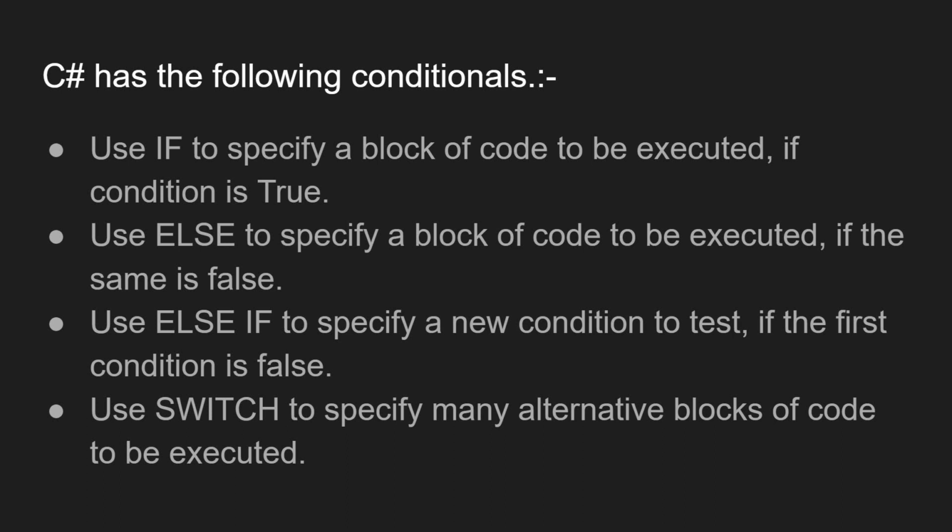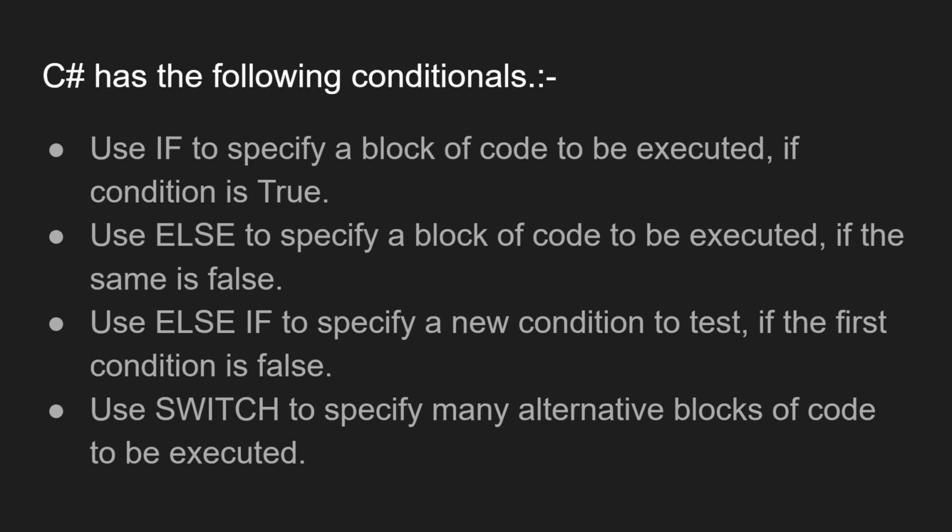Now C Sharp has the following conditionals related to the if else. When you use if, it is used to specify a block of code to be executed if the condition is true. Now if is used in a single statement code if the condition is true, only in the first condition. The second one is else. It is used to specify a block of code to be executed if the same condition is false.